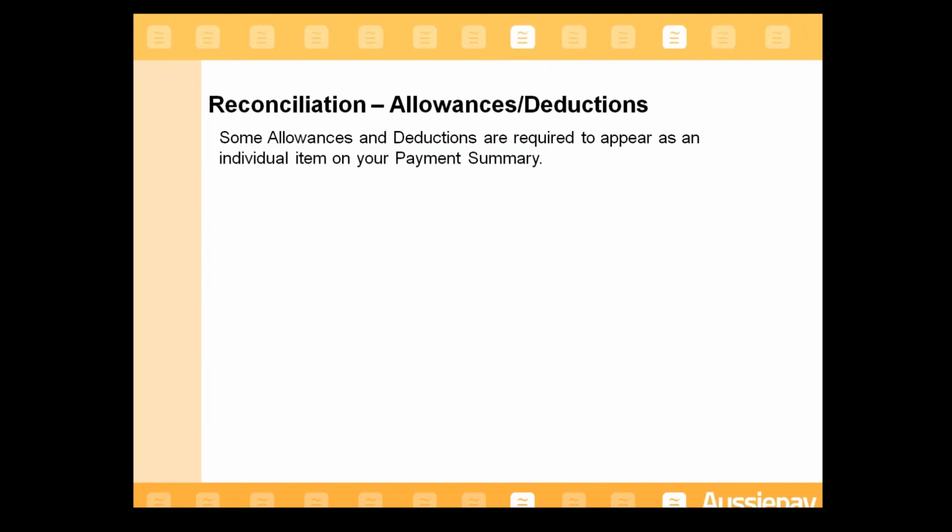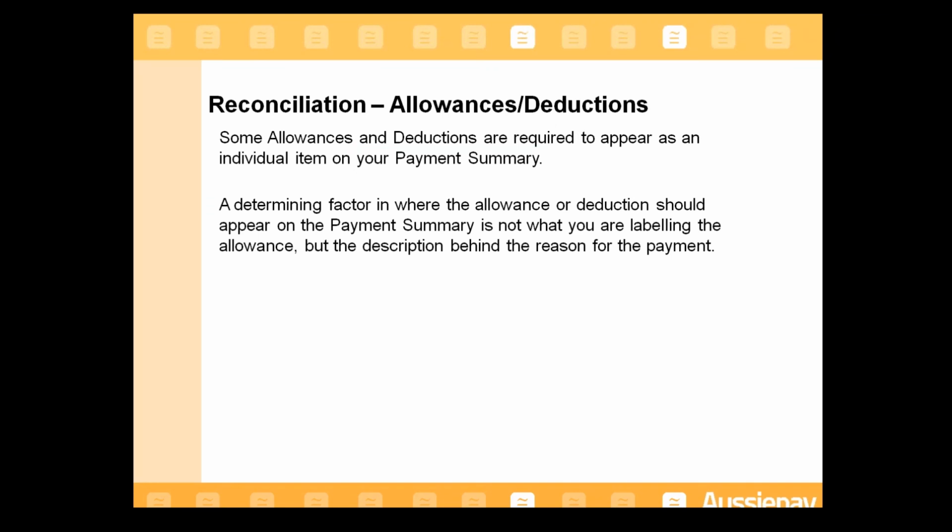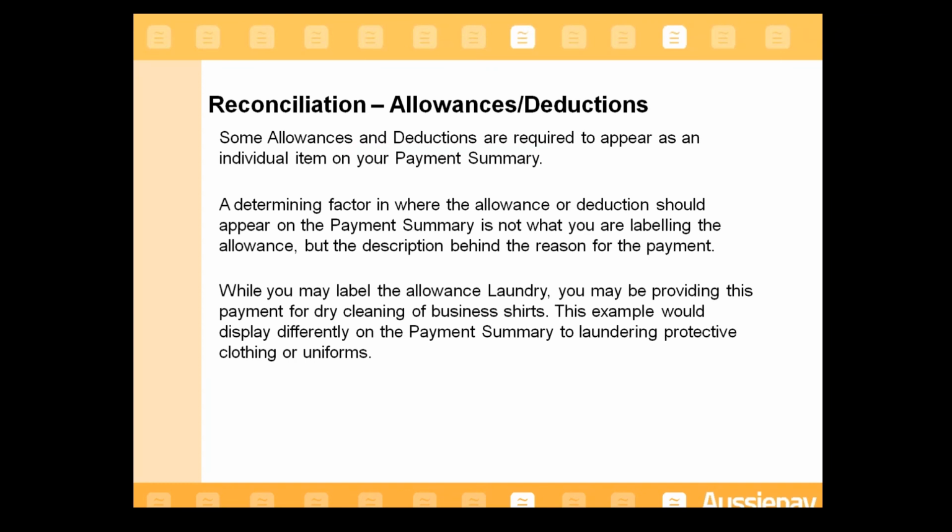Allowances and deductions. Some allowances and deductions are required to appear as an individual item on your payment summary. The main factor in where the allowance or deduction should appear is not what you are calling it, but the description behind the reason for the payment. For example, while you might label something a laundry allowance, you might be providing dry cleaning of business shirts. This would display differently on the payment summary to laundering protective clothing or uniforms.